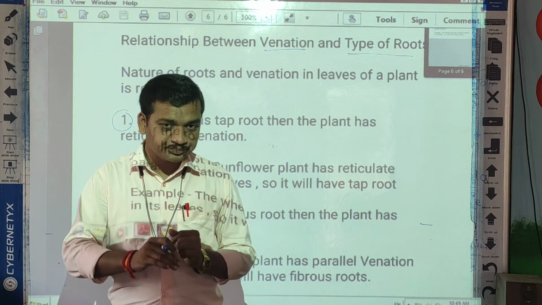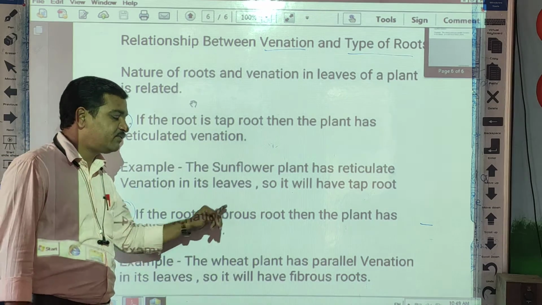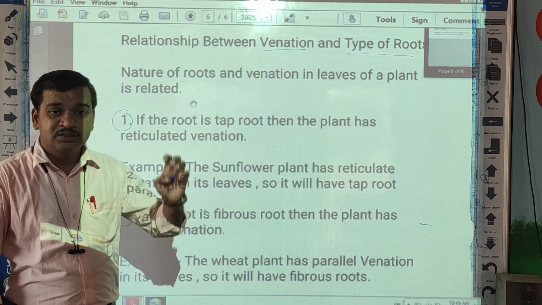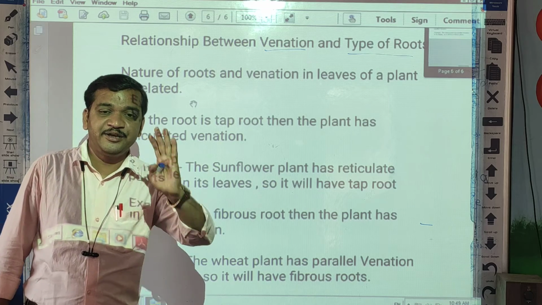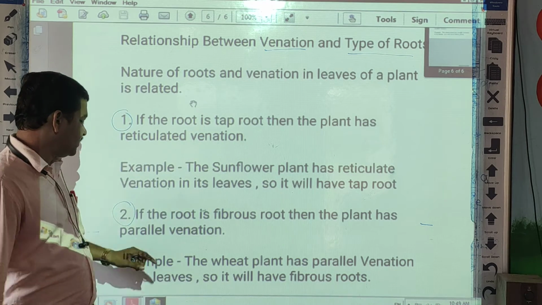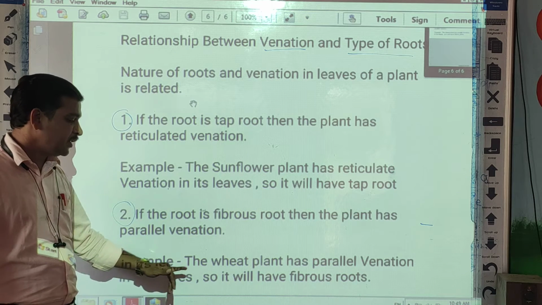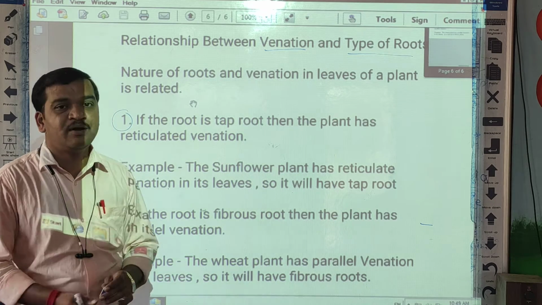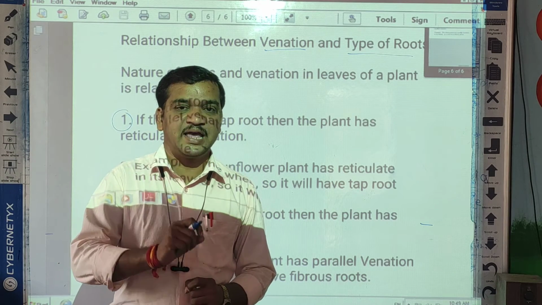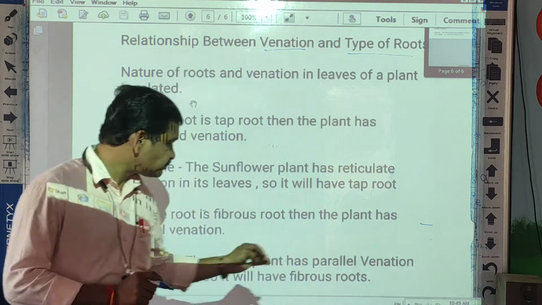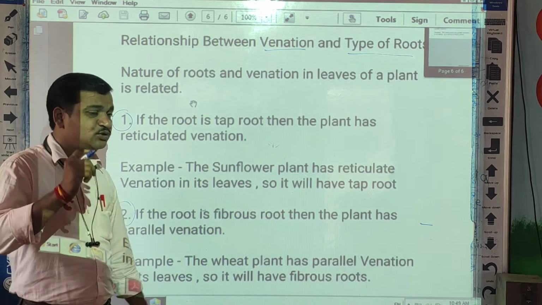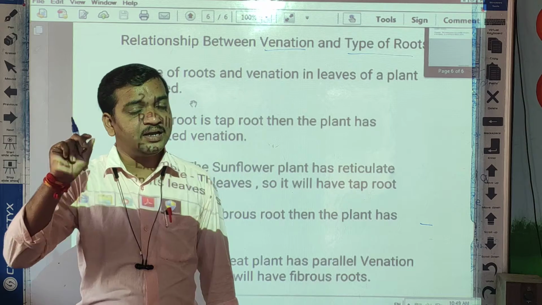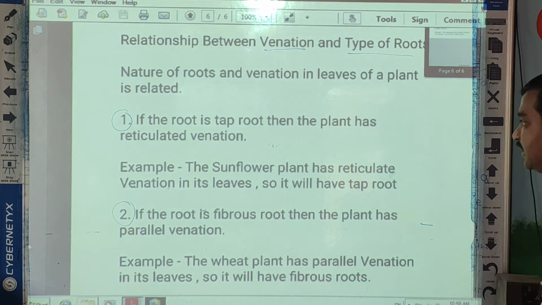And if the plant is having fibrous root system, then the plant has parallel leaf venation. Okay, students. Here one example is there. The wheat plant has parallel venation in its leaves, so it will have the fibrous root system. So those plants have fibrous root system, and surely that plant has which type of leaf venation? Parallel leaf venation.